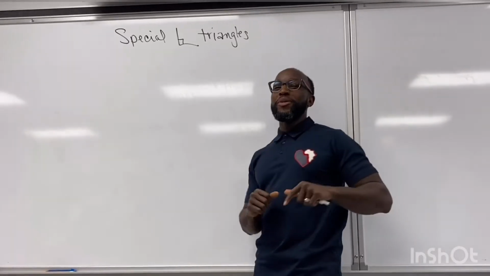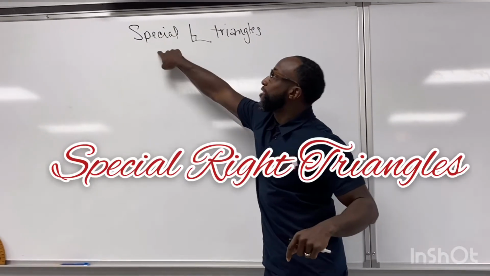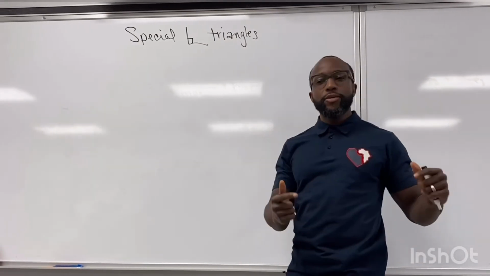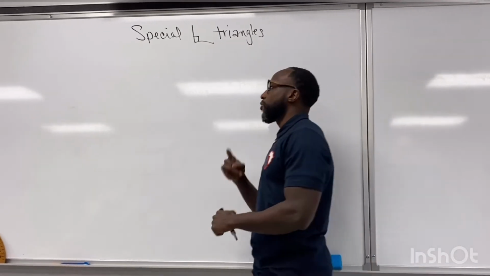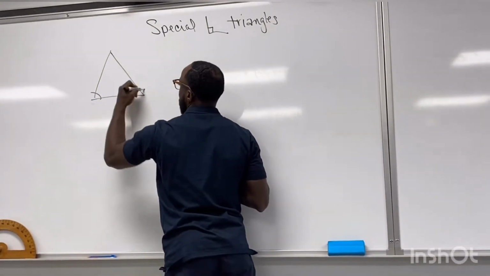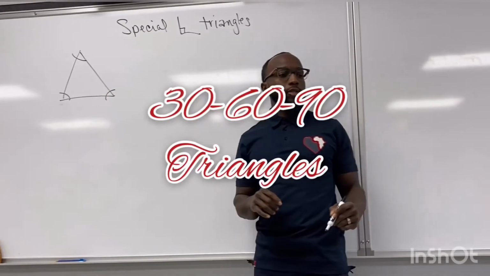How you doing? It's MrDoTheMath here, and today we're going to talk about special right triangles. This is going to be really quick, so I'm going to get straight to the point. Special right triangles, you got two of them. The first one derives from equilateral, equal angular triangles.